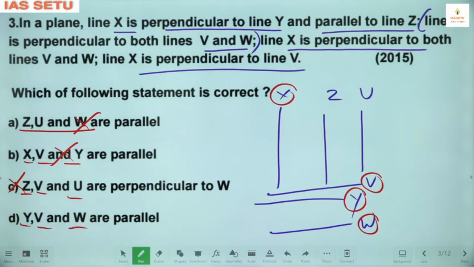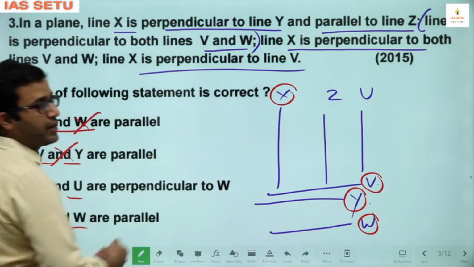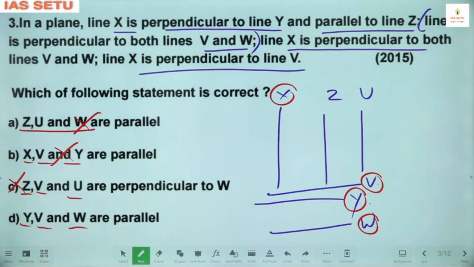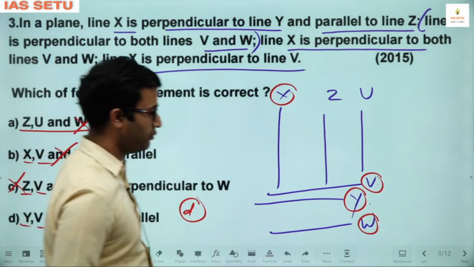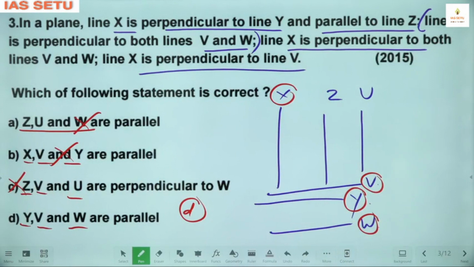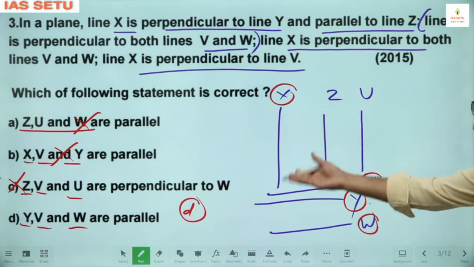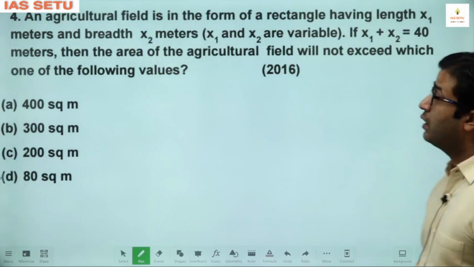Y, V, W are parallel. No other way, you have to check from the information. So question number 3 answer is D. Y, V, W are parallel. You have to follow this statement, then you have to check the answer options. Time consuming? Yes, time consuming.